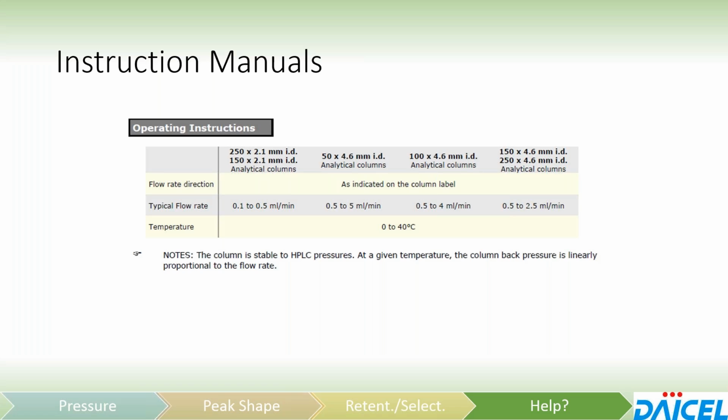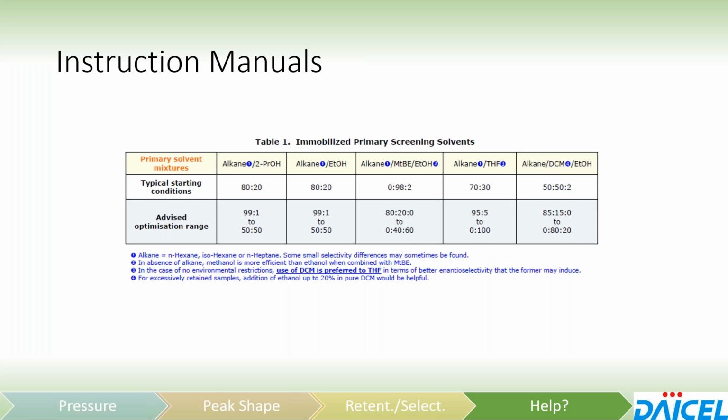In those instruction manuals, you will find some very useful information. This is a sample from our immobilized 3-micron stationary phases. You will find such things as operating instructions, the typical flow rates, and the recommended temperature ranges. You will also find suggested starting conditions for your screening. So these are your normal phase conditions here, your hexane IPA, hexane ethanol, and these are your extended range forbidden solvents that should never ever be used on your coated phases: your MTBE, THF, and DCM mobile phases.